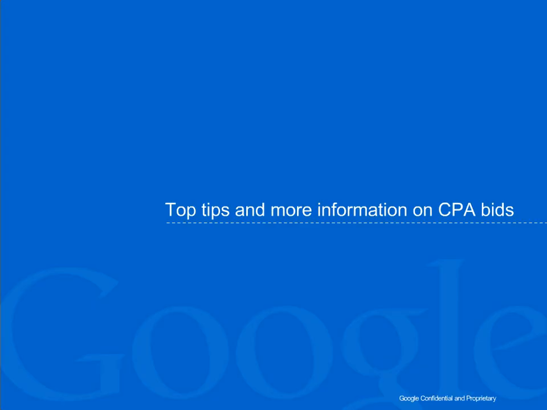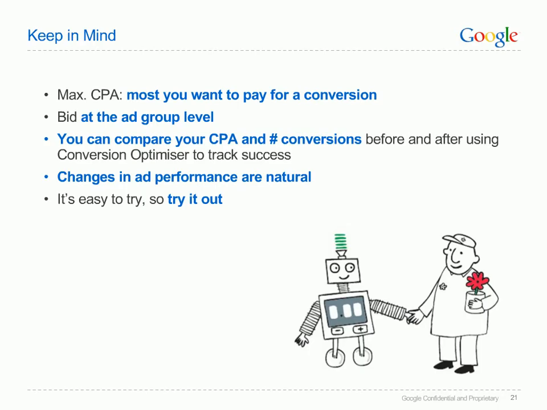Now I'd like to go over some key things to keep in mind when using Conversion Optimizer. Max CPA is one of the most important things to understand. Max CPA is the primary lever of control for your advertising performance. This is similar to bidding with CPC. If bidding with a CPC, the CPC bid is the primary lever of control. You can raise max CPA bid and get more traffic, or if you want to decrease your CPA, you decrease your CPA bid.